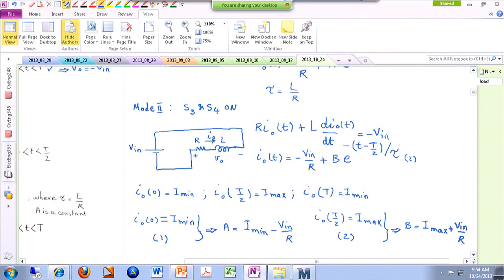Okay. As it turns out, A is a negative value. I don't have a proof yet, but I just want to bring this to your attention, and later on you can double check this. A is negative and B is positive. Okay?